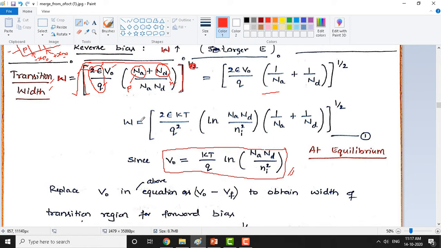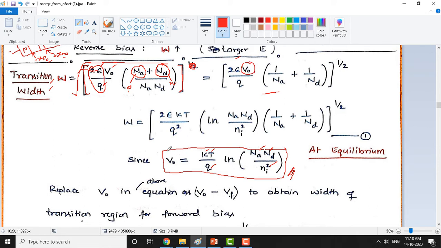Now look at the next step here. This is the equation we are already aware of from module 2. V naught, the built-in potential, is related to the Boltzmann constant K, temperature, charge, and both acceptor and donor ion concentrations along with intrinsic concentration Ni square. So this equation we will substitute in place of V naught here.